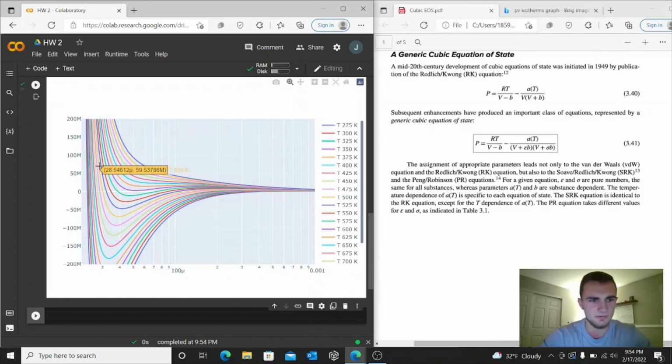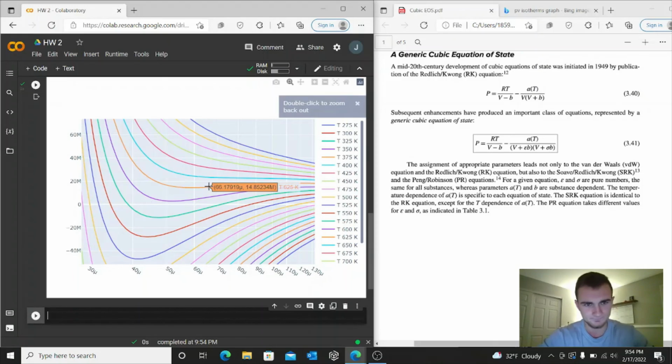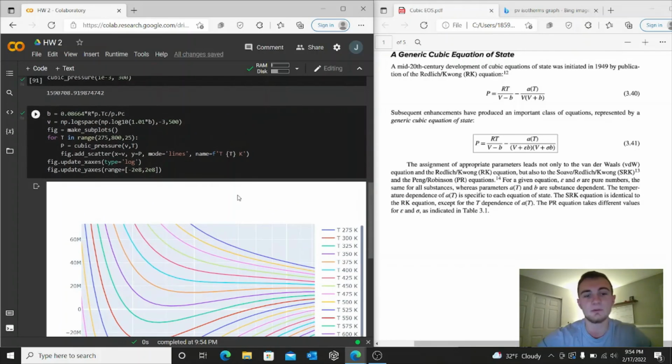Now, just before I end the video here, if we want to predict by looking at this graph what the critical point would be, probably the blue curve here would be close to the critical point because we have a horizontal line here and an inflection point. So there we have it. That'll wrap up this video.